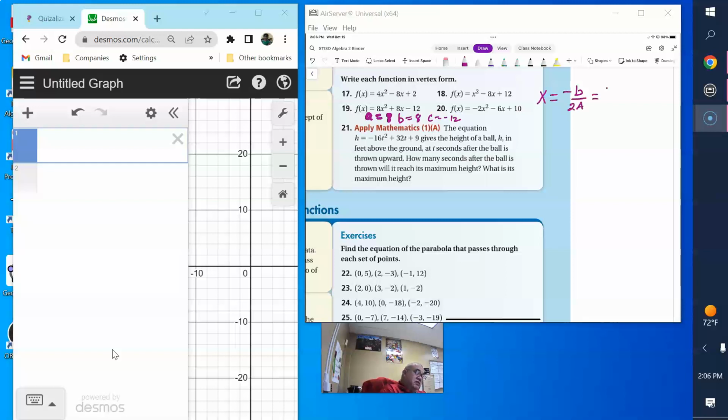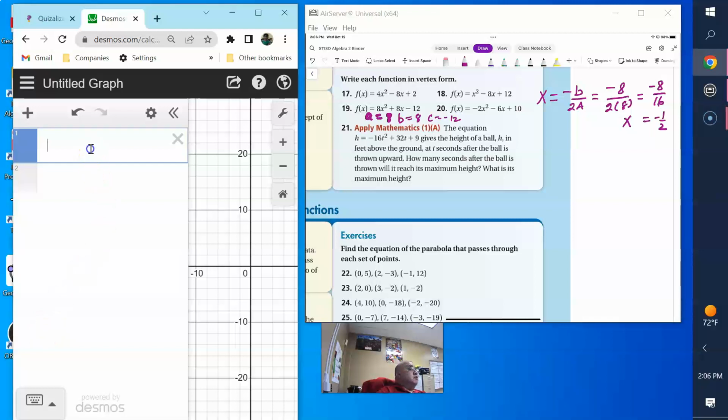So negative b is negative 8 divided by 2 times 8. And we know that 2 times 8 is 16. So it's negative 8 over 16, which is equal to negative 1/2. So I know that the x value of the vertex is negative 1/2.